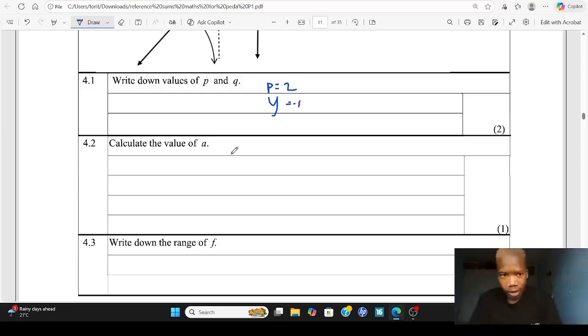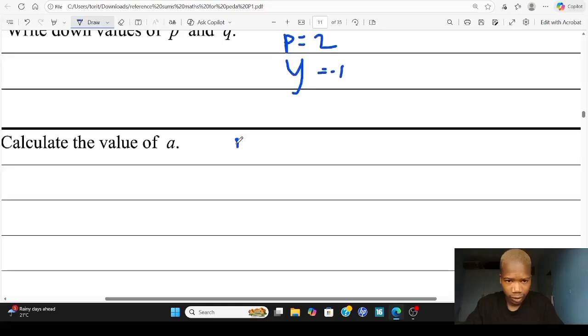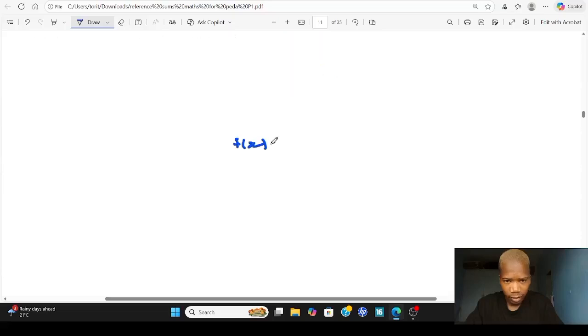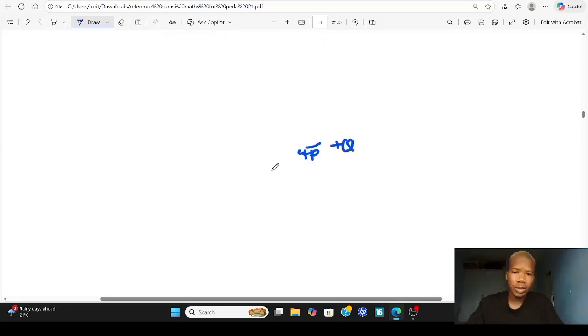Alright? Okay. So then they say we have to calculate the value of a. So from the equation of ours, let us write it down. So it's f of x is equal to a over x plus p plus q, right? So we know that as far.